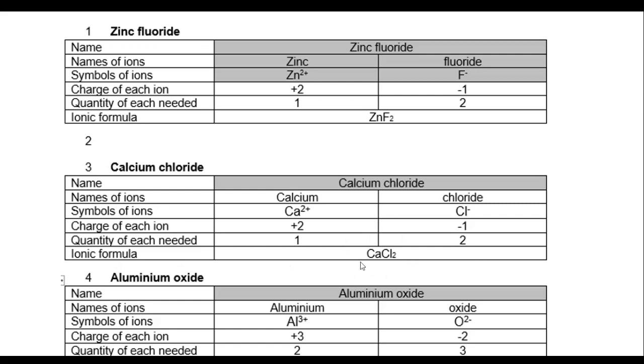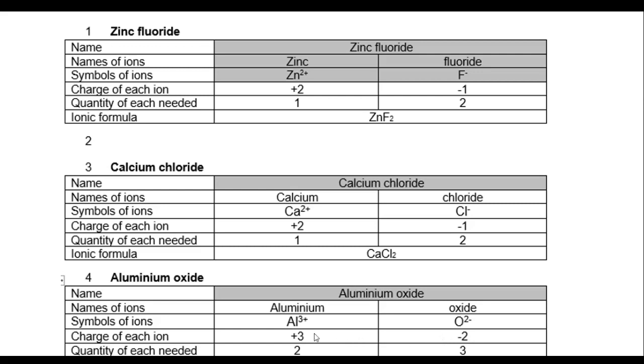And the last one is a bit tricky. So we've got aluminium oxide. Now the aluminium ion has a +3 charge, and the oxide has a -2 charge. You might be thinking, why have I put 2 here and 3 here? Because we can't just double the oxide. If we had just one aluminium and 2 oxide ions, we'd have +3 here and then -4 here, which doesn't balance out.